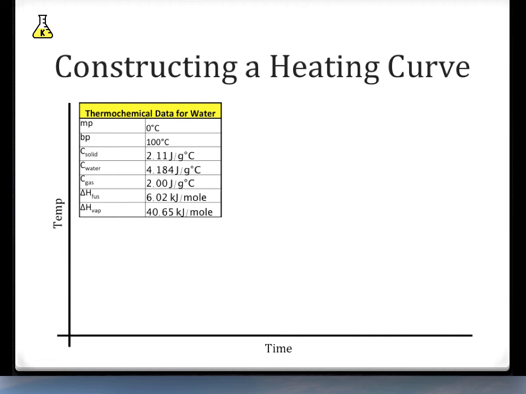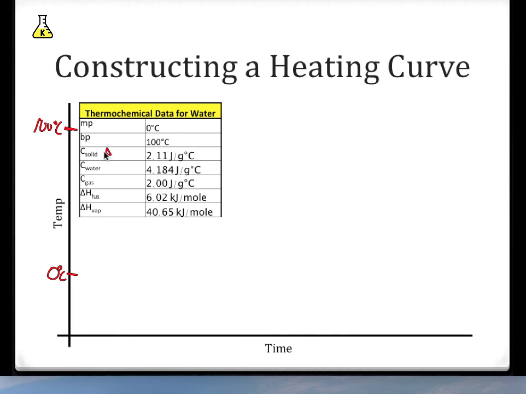This is what a problem like this will eventually look like. You'll be given data like this on a chart, providing you with what all the melting and boiling points are, all the different specific heats, and the heat of fusion and vaporization. And from this, we can actually construct the curve. First of all, we'll label on our graph where our melting point and our boiling point are going to be. The data tells us that the melting happens at 0 degrees Celsius for water and 100 degrees Celsius for the boiling.